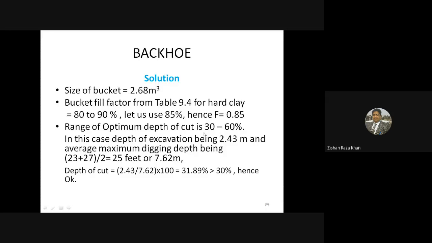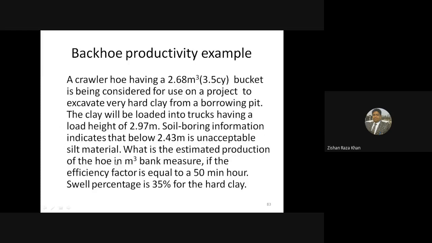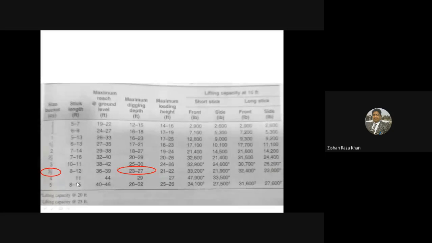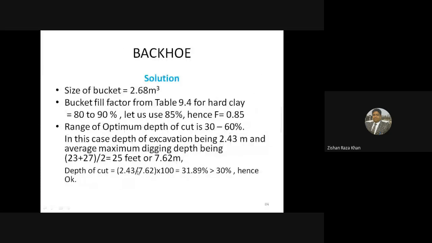This value can be seen from this table. For the bucket size of 3.5 cubic yard, the maximum digging depth is 23 to 27 feet. Okay, the average digging depth will be 25 feet, 23 plus 27 by 2. From here, we got the average digging depth. Converting into meter, it will be 7.62 meter.